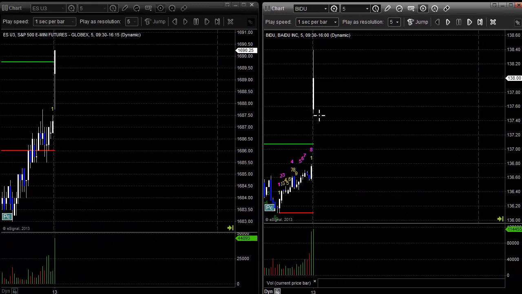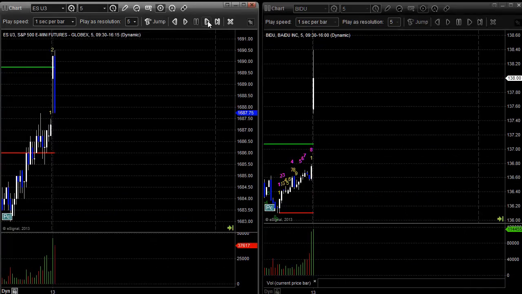We got a gap up comparably in the BIDU, and we're still at 138.40 as the high of the opening bar. And remember, the buy point for us is over 139.85. So what we get at this point in time is we're going to watch the futures. I'm going to push this forward a couple of bars.